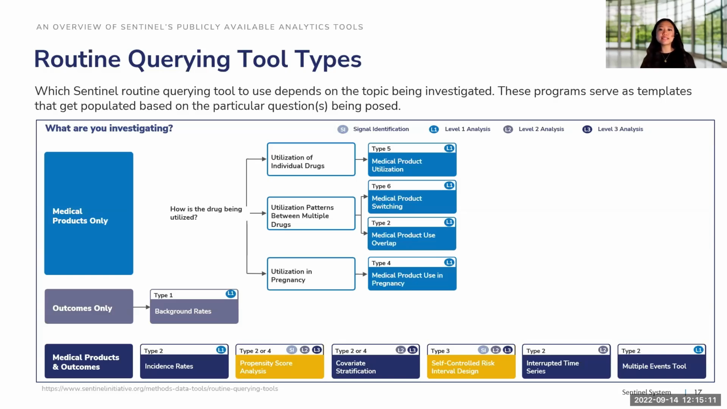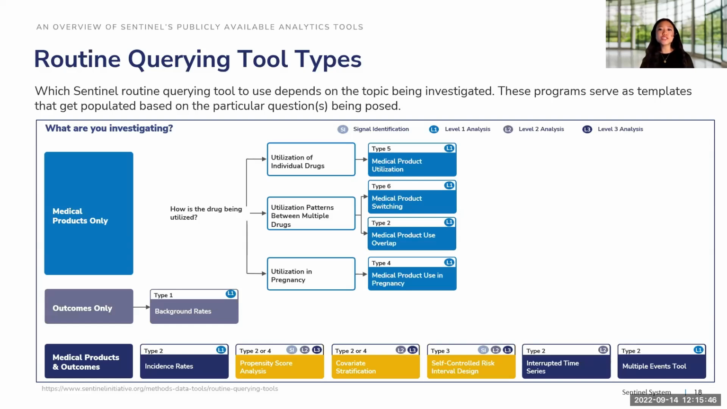If you are implementing a signal identification analysis, you may use a self-controlled risk interval design, Type 3, or you may use a cohort design and compare a treatment group with a referent group using propensity score adjusted analysis. If your cohort is composed of pregnant women, or if your cohort is composed of the general population, then a Type 4 or Type 3, respectively, is used as the basis for the advanced analysis.